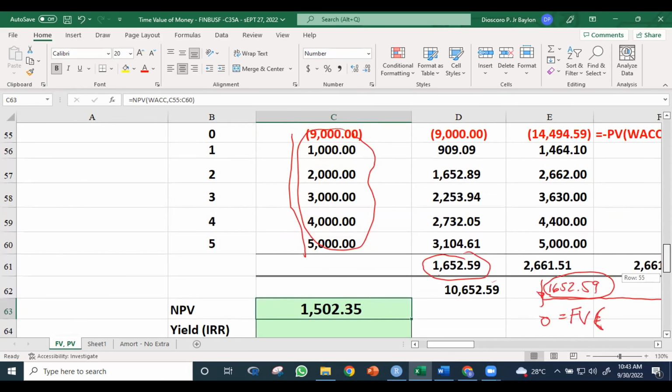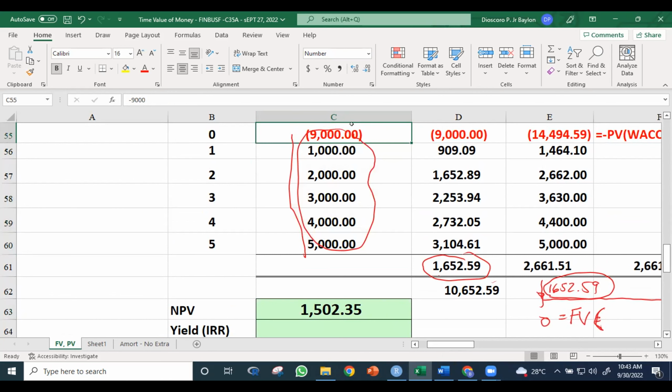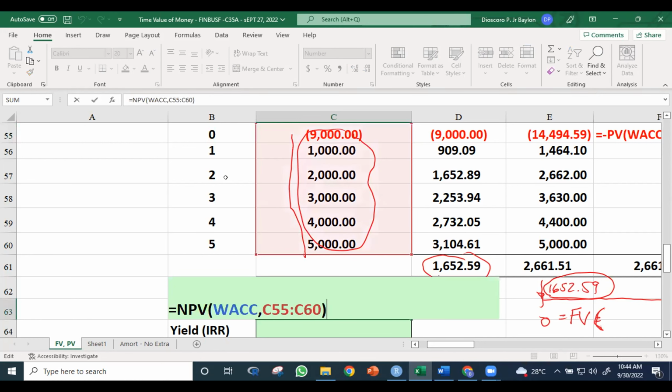So how do we adjust this? If the NPV function of Excel only uses the future cash flows, we have to highlight this and then adjust it by adding back the cash flow at time zero. Because this will be converted into present values from year one to year five, and to account for the time zero cash flow, we have to add it back. So we change this by making this C56, because that's the syntax for NPV. If we highlight anything, it will only consider that highlight to be starting with year one. So correctly, year one starts with this one.